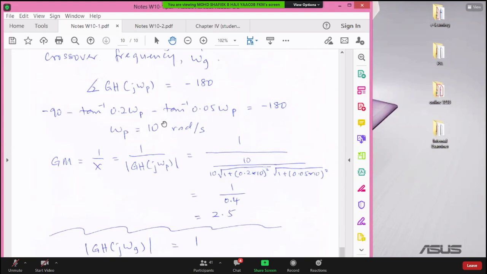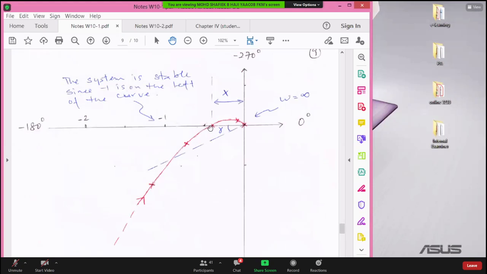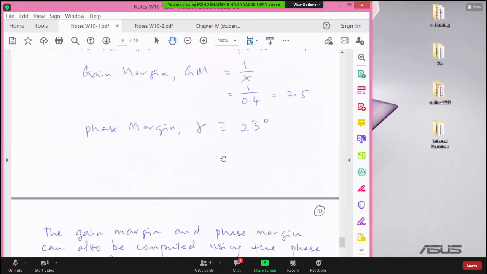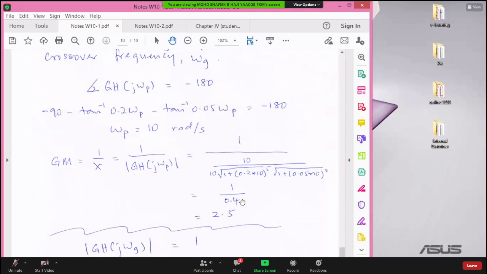Substitute frequency equal to phase crossover frequency, and then of course you get 0.4, which is exactly what we have read from the graph. So that's 0.4, that's 0.5. So amazingly, the magnitude at 10 is 0.4, and then from there you can compute the gain margin, which is equal to 0.5.